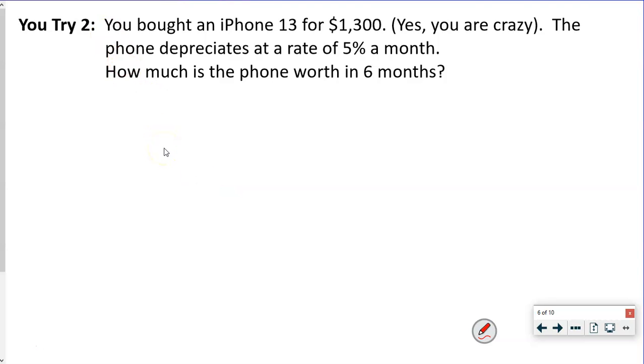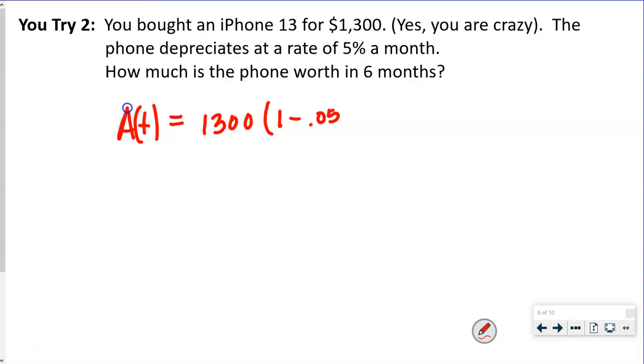So this says you bought an iPhone 13 for $1,300. So A of T here is going to be our initial amount that we paid. It says, yes, you are crazy. The phone depreciates at a rate of 5% a month. So this is 1 minus 0.05. And then how much is the phone worth in 6 months? Okay, so we're going to take that to the 6th power.